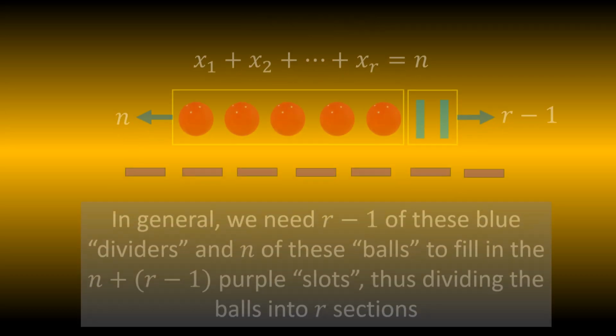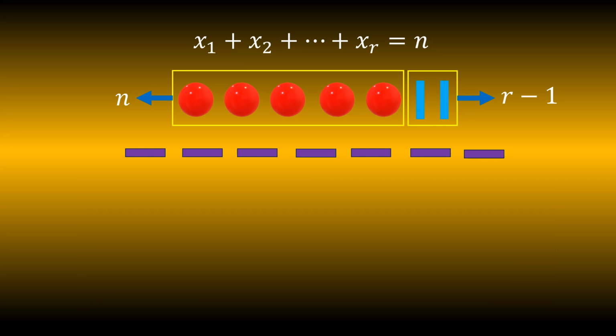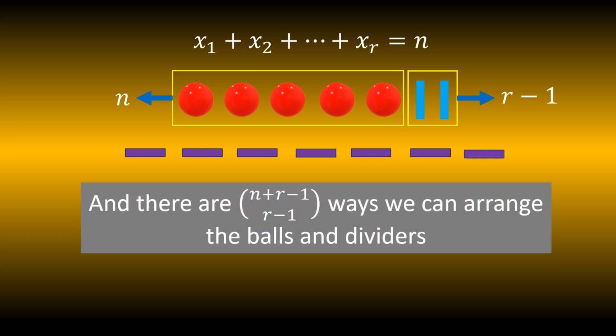So, in general, we need r minus 1 of these blue dividers and n of these balls to fill in the n plus r minus 1 purple slots, thus dividing the balls into r sections. And there are n plus r minus 1 choose r minus 1 ways we can arrange the balls and dividers into these purple slots, of which there are n plus r minus 1.